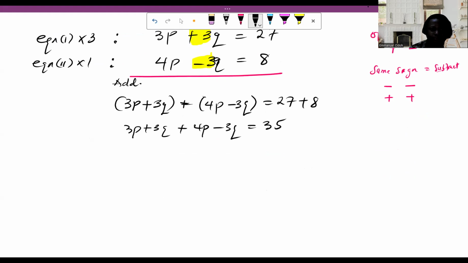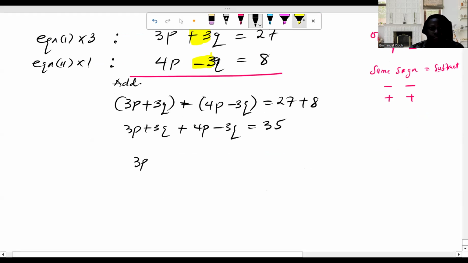So let's bring the p's together. This is p. This is p. And this is p. So let's bring them together. So I have 3p plus 4p.